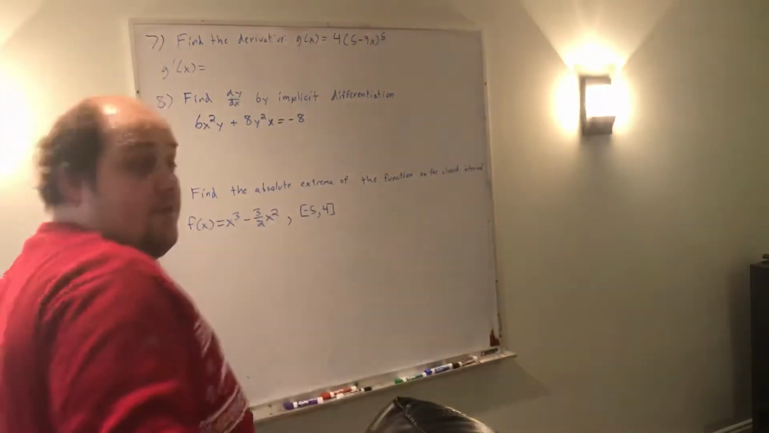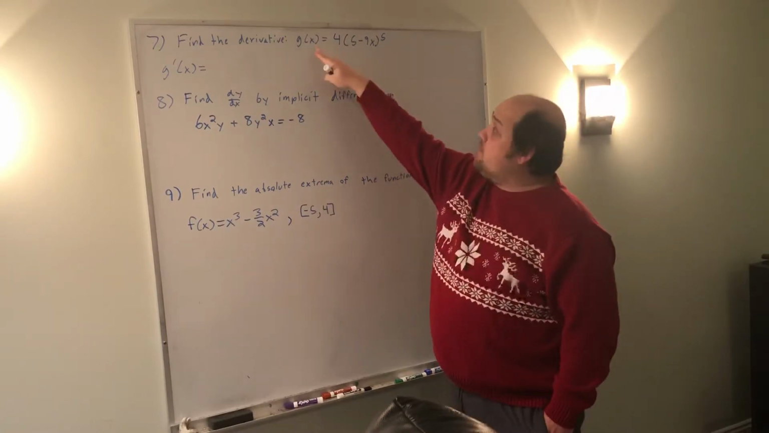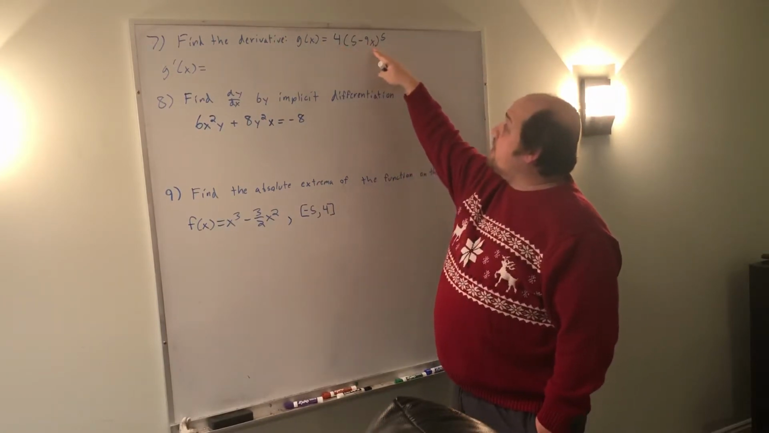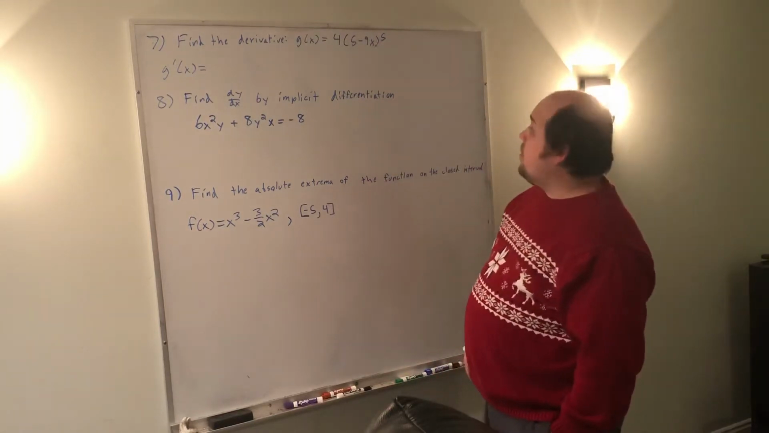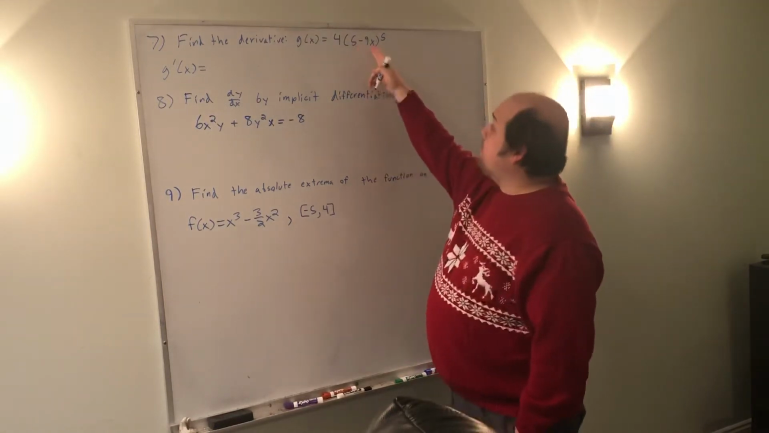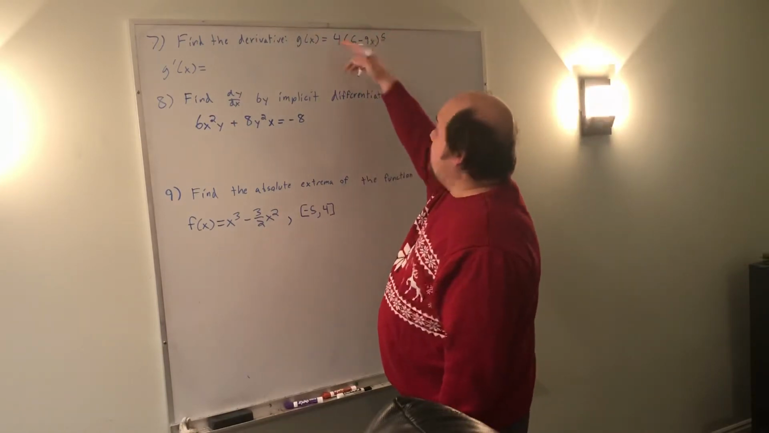Continuing on with the sample final, number 7 asks me to find the derivative of g of x equals 4 times (5 minus 9x) to the 5th. This is a chain rule problem where the inner function, the baby, is 5 minus 9x, and the outer function, the mommy, is something to the 5th power times 4.